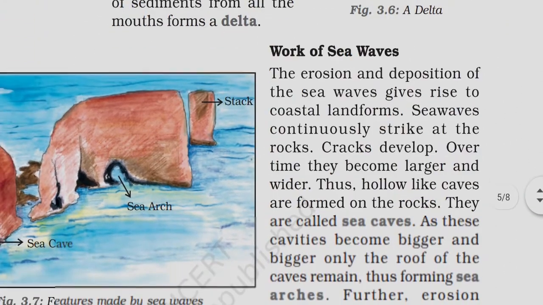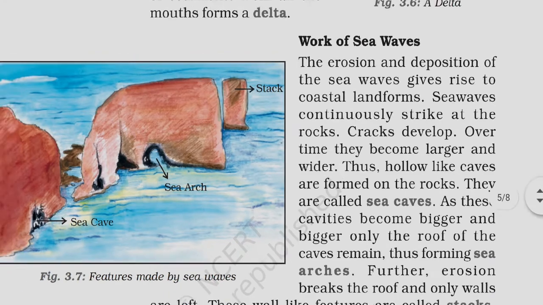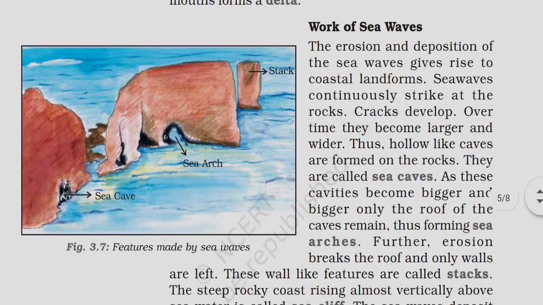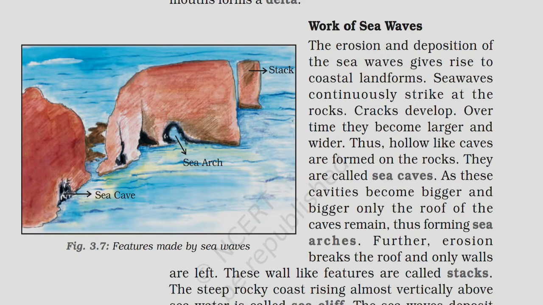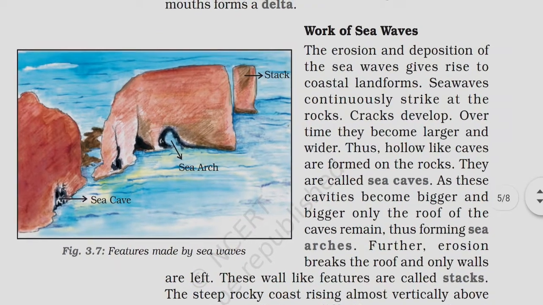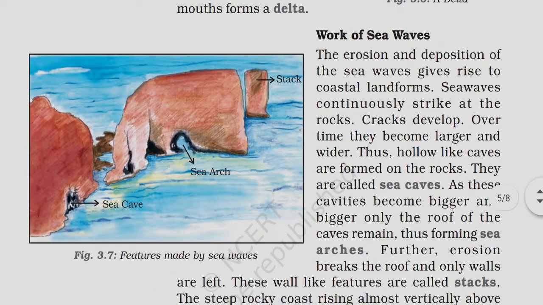Next is the last and a very simple topic, that is the working of the sea. It is a very simple topic to understand, and there are some special terms which we have to remember. Okay, so let's look into this. The erosion and deposition of the sea waves give rise to coastal landforms.